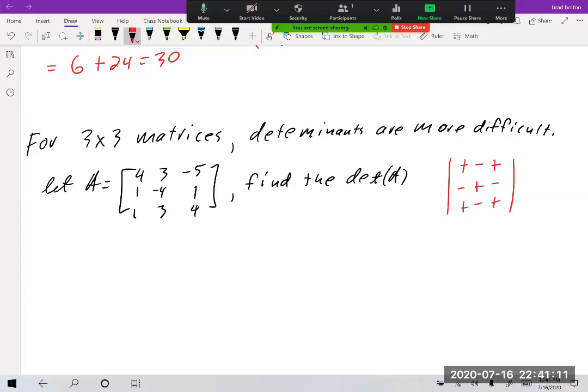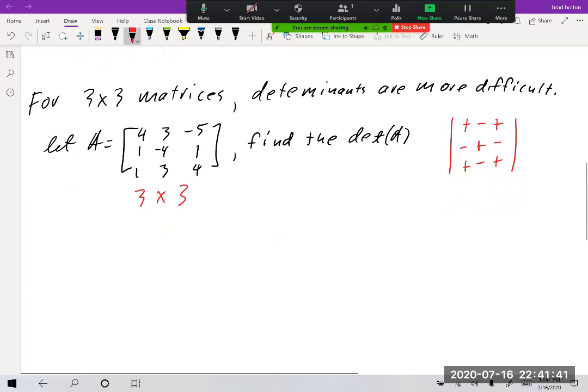So here's the thing. The goal of a 3 by 3 matrix is to turn your matrix into a bunch of 2 by 2 matrices, okay? So what we're gonna do is we have this matrix in front of us, let A equal 4, 3, negative 5, 1, negative 4, 1, and then 1, 3, 4. This is a 3 by 3 matrix. So it is a square matrix. That means that we can do the determinant, or we can attempt to find it.